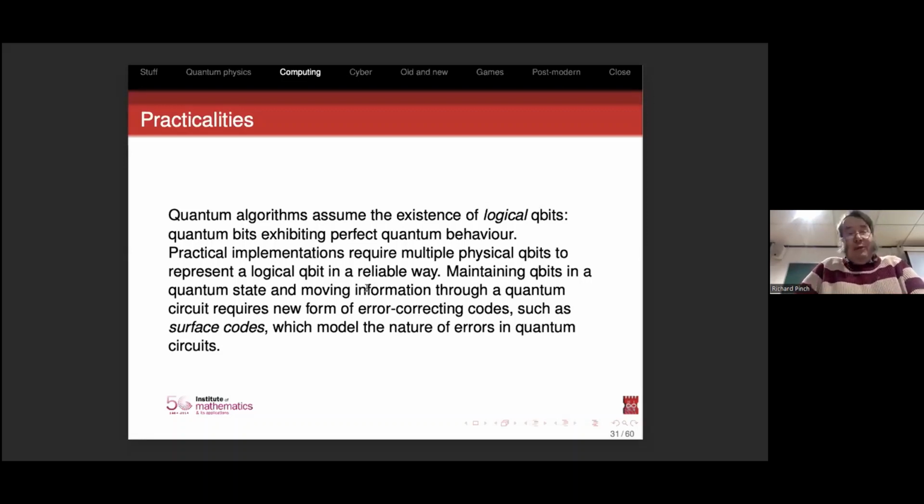For example, things called surface codes, which are effective quantum error correcting codes. And so there's a whole theory of error correcting codes. Again, I could have talked all evening about that.